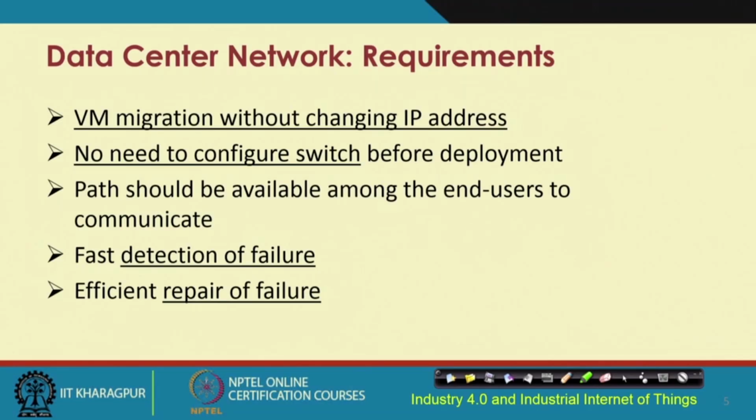The fourth and the fifth properties are quite understood. Data center networks should be able to detect any kind of failure and should offer efficient repair of failure. So, self healing behavior means that the data center network, if anything goes wrong, should be able to heal on its own and repair the particular component. Whatever has failed or is going to fail should be repaired on its own. That is basically the self healing property of a data center network.